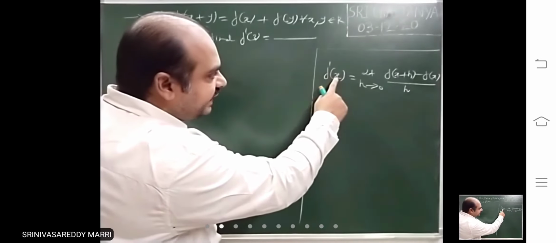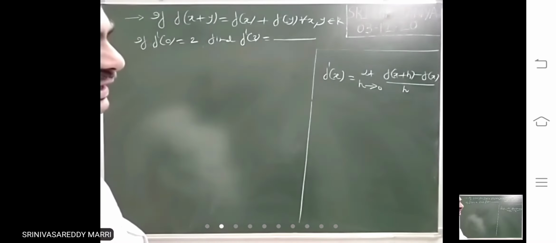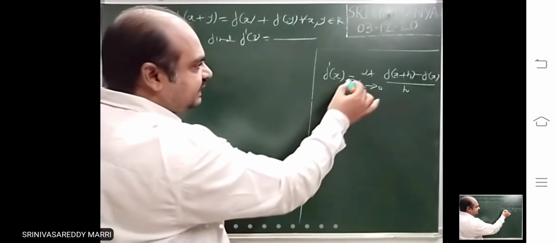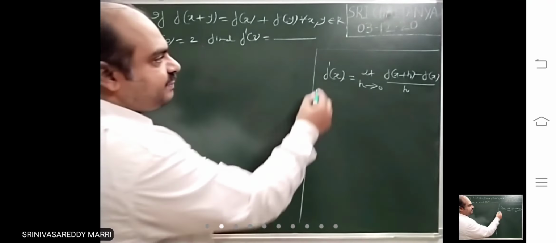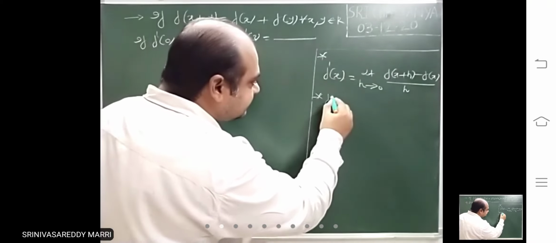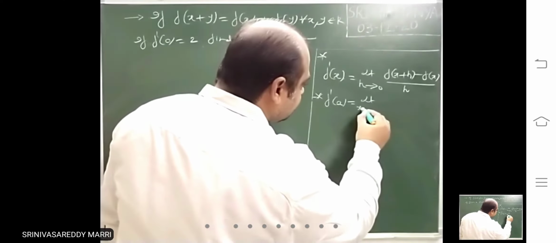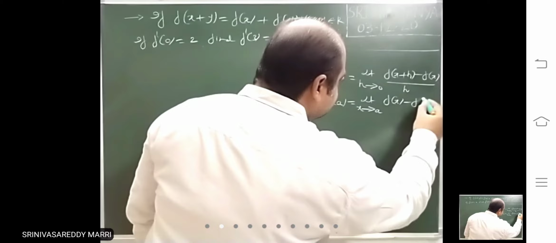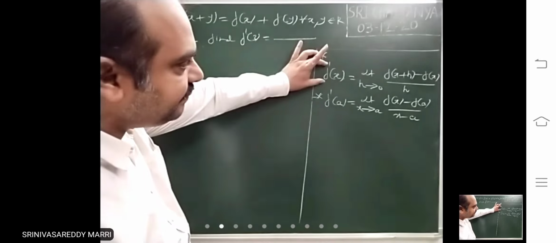Suppose if you want to find f dash 1, x is 1, limit h tends to 0, f of 1 plus h minus f of 1 divided by h. If you want to calculate the derivative function at any point, limit h tends to 0, f of x plus h minus f of x divided by h. This is the formula. Then another alternate definition at any particular point is limit x tends to a, f of x minus f of a divided by x minus a.